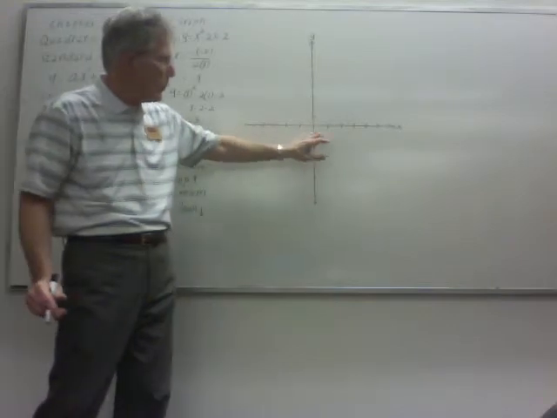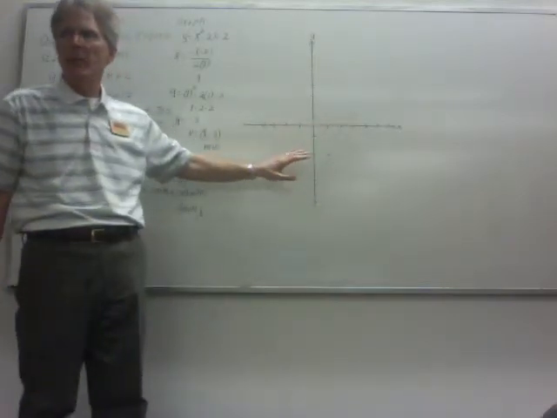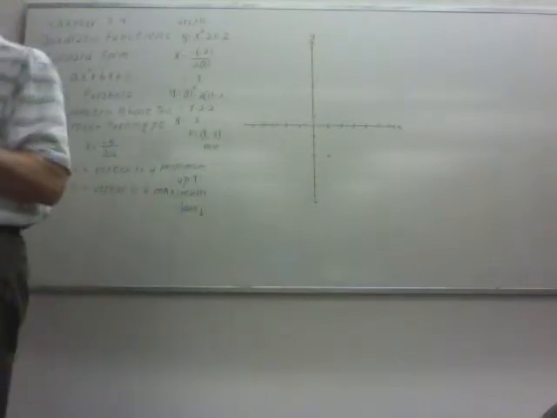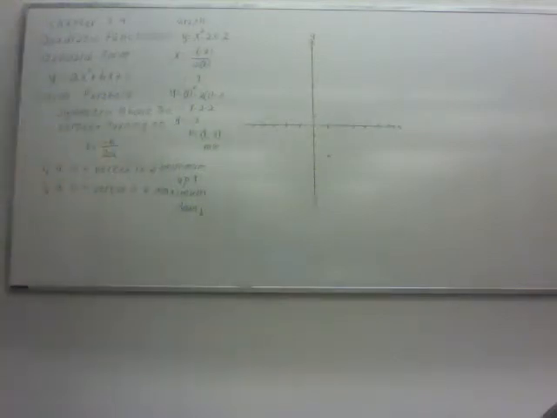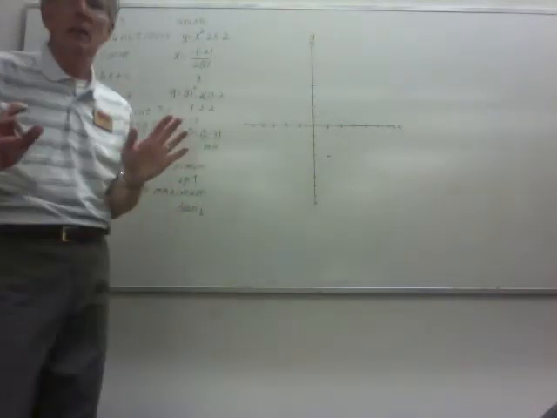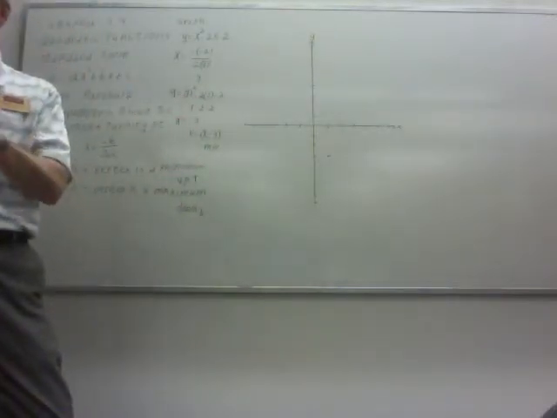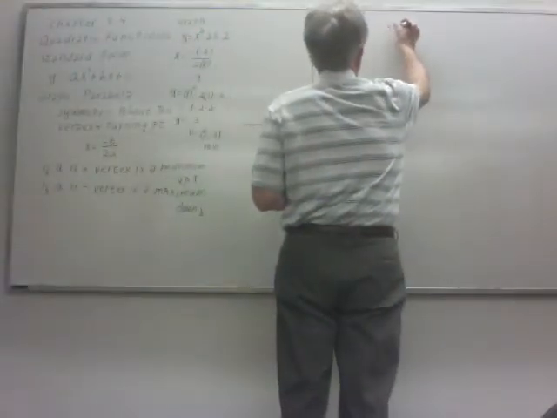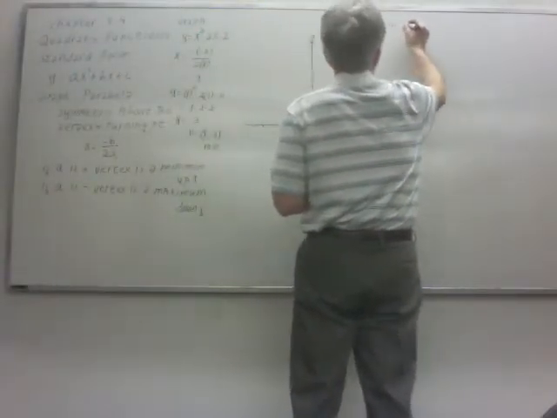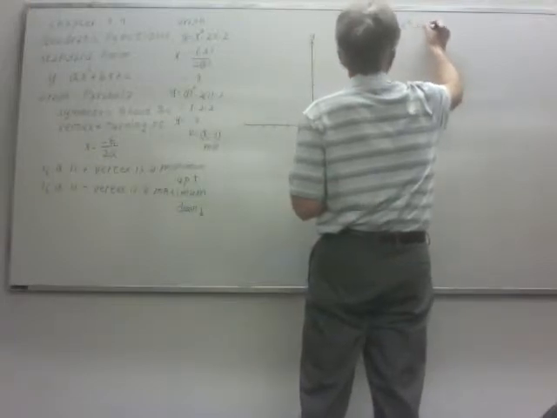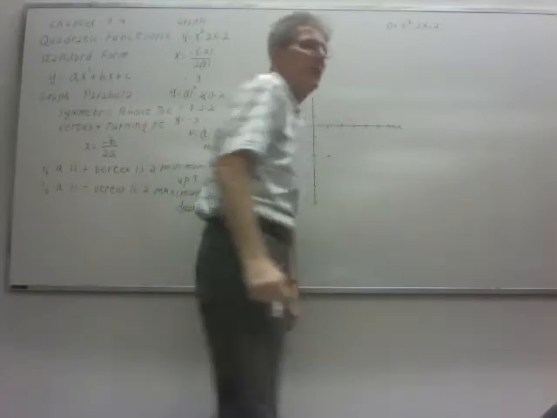I have a vertex which is below the x-axis, which is a minimum. It opens up. It definitely crosses the x-axis. It has to cross the x-axis in 2 places. In order to find the x-intercepts of any function, let y be equal to 0. So I have 0 is going to be equal to x squared minus 2x minus 2.